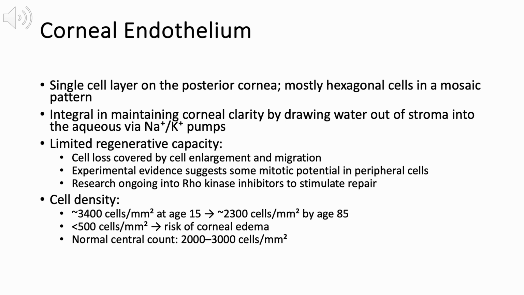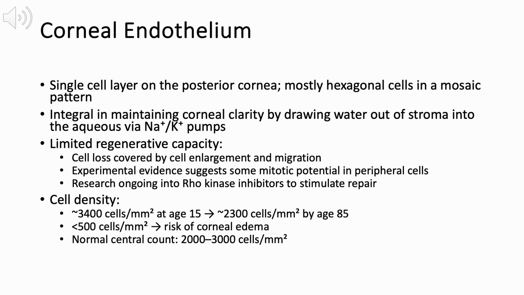As mentioned in a previous slide, it plays a critical role in maintaining corneal clarity by actively pumping excess fluid out of the stroma into the aqueous humor via sodium-potassium pumps. This layer has limited regenerative capacity. When cells are lost, the remaining cells enlarge and migrate to maintain coverage. While the central endothelium is generally non-mitotic, there is experimental evidence suggesting some mitotic activity in peripheral cells.